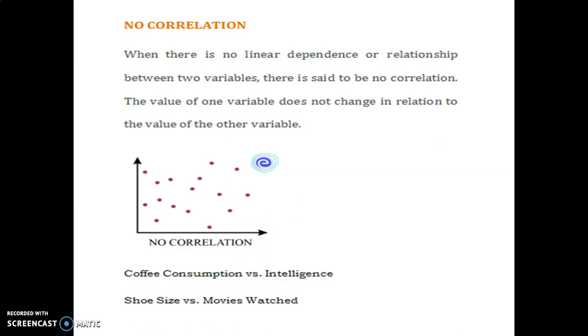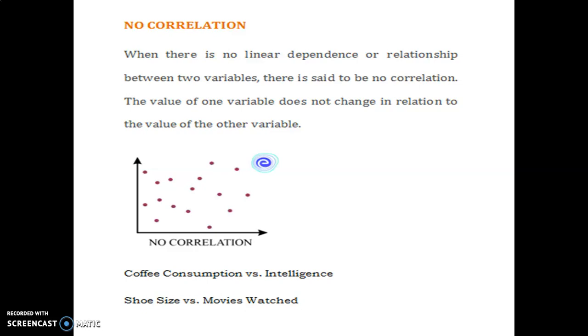When there is no linear dependence or relationship between the two variables x and y, then it is said to be no correlation. The values of one variable do not change in relation to the value of the other variable. So, which is given in the scatter diagram. So, example, the coffee consumption versus intelligence. There is no relation between the coffee consumption and the intelligence level of a person. So, there is no correlation.